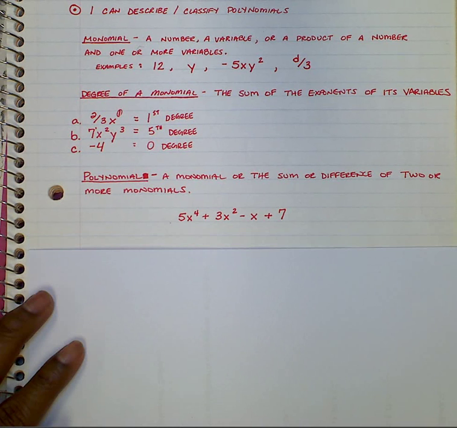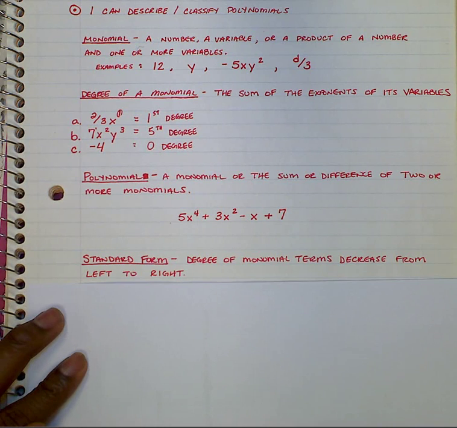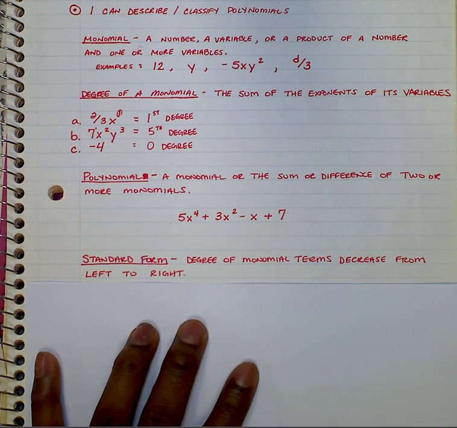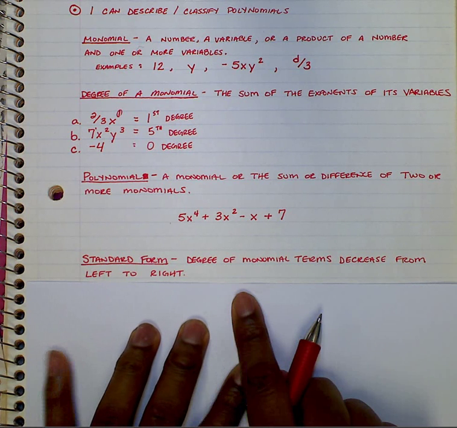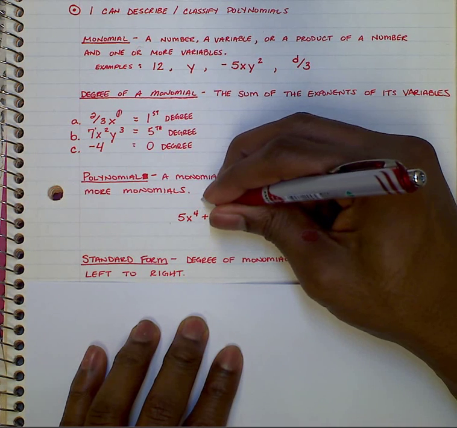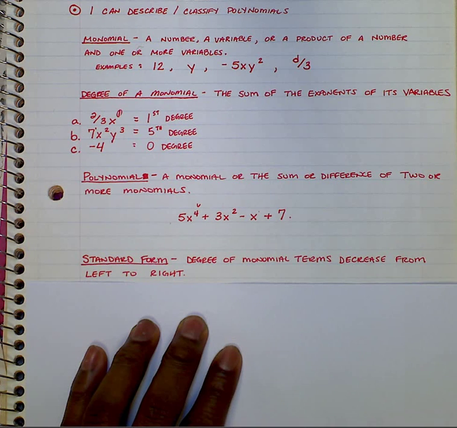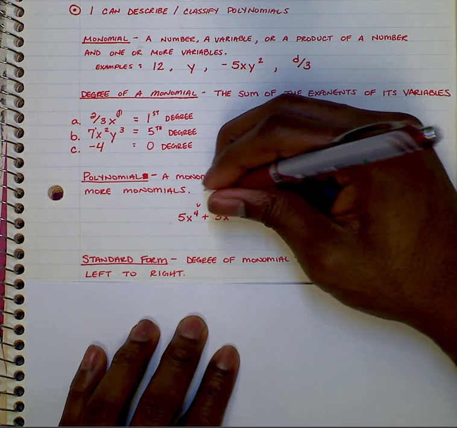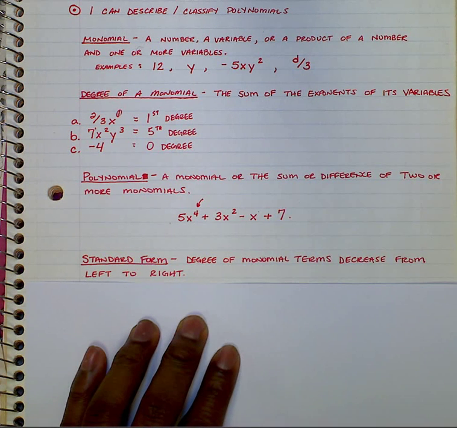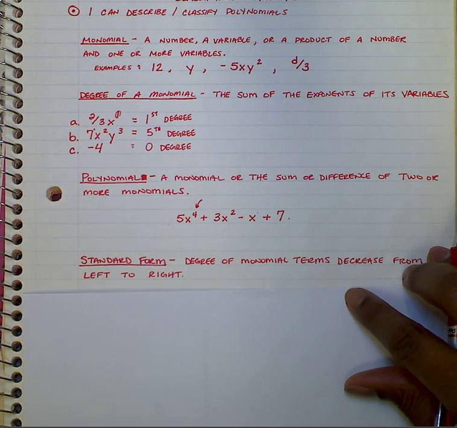When you write polynomials, you want to write them in standard form. This is written in standard form. What standard form is, when we write our polynomials, we will have the degree of terms decrease from left to right. So you notice that this is the 4th degree, 2nd degree, 1st degree, 0 degree, like we talked about with these monomials. It should decrease from left to right, and if it does that, then we have it in standard form. All of our final answers, when we simplify a polynomial, will be in standard form, because that's the standard way to do it.